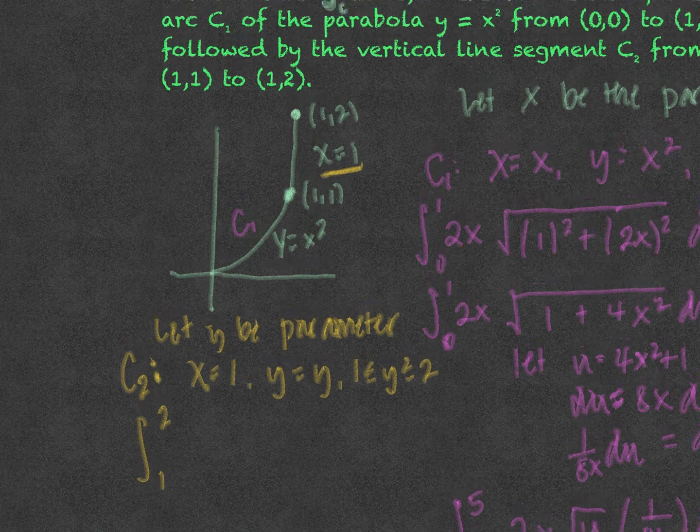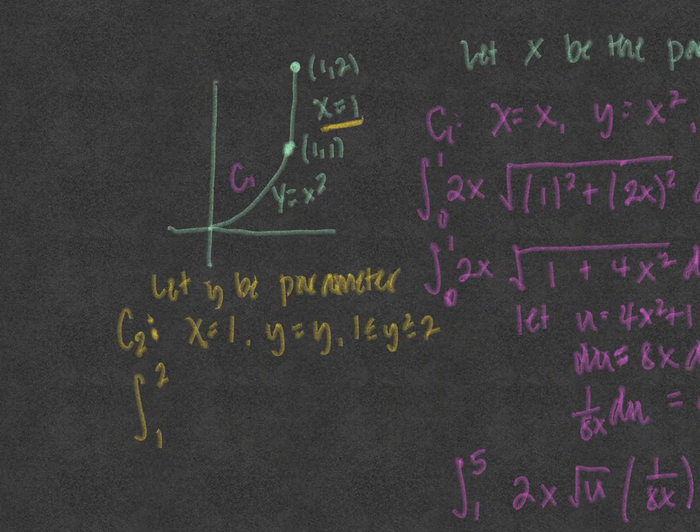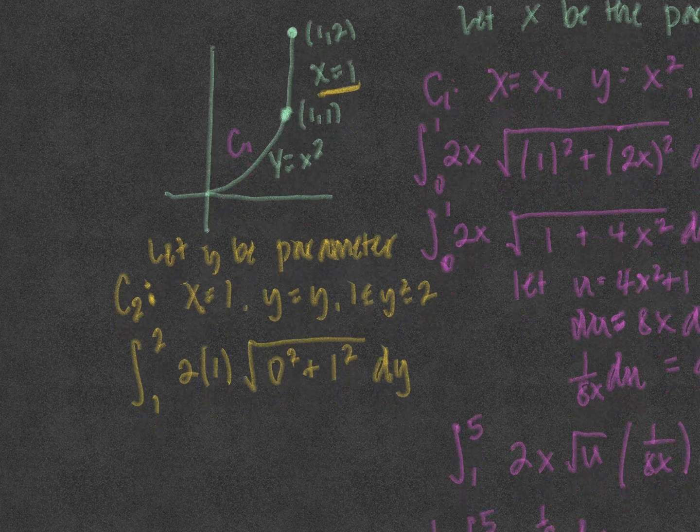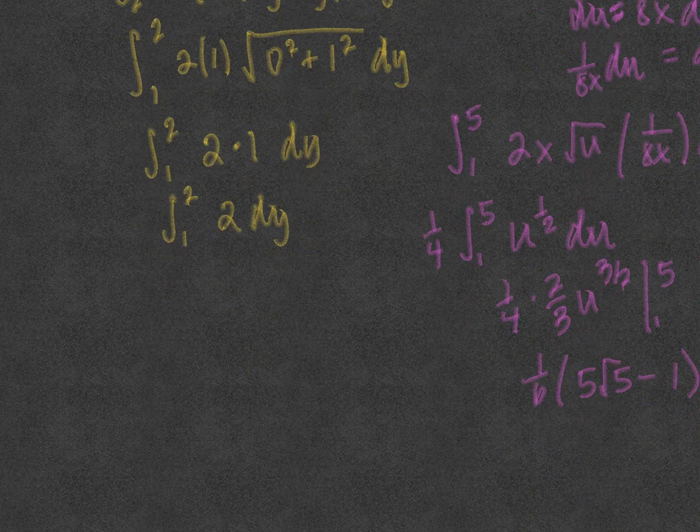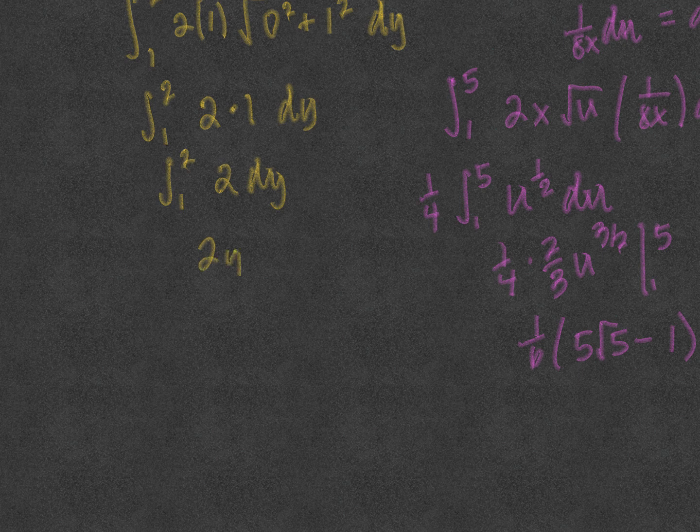The original problem says 2x, so we're going to say 2 times x, which is 1, times the square root of the derivative of x with respect to y, which is 0 squared, plus the derivative of y with respect to y, which is 1 squared, and we're working in terms of y. This is not a bad integral at all. So we have 2, and the square root of 1 is 1, dy. Now when you integrate 2 with respect to y, you get 2y from 1 to 2. So we get 2 times 2 minus 1, which is equal to 2.